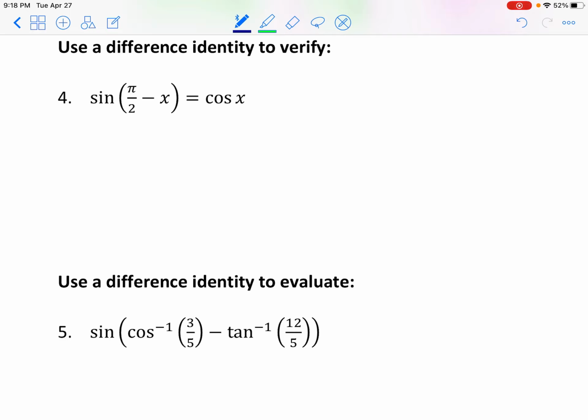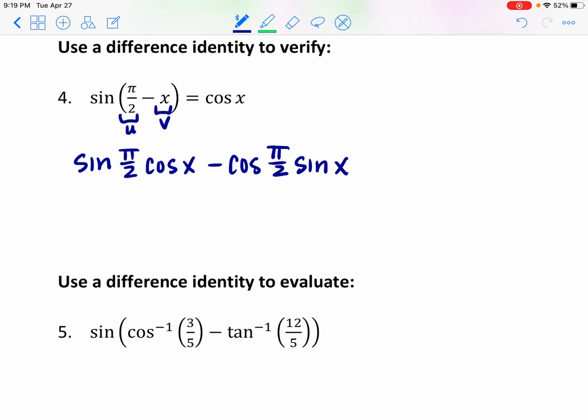We have the sine of a difference. So let's call this u and let's call this v. The sine of our difference is going to be the sine of u, so pi over 2, multiplied by the cosine of v, so the cosine of x, and then we're going to subtract cosine of u, so cosine of pi over 2, multiplied by the sine of v, so the sine of x. And two of these things have values.